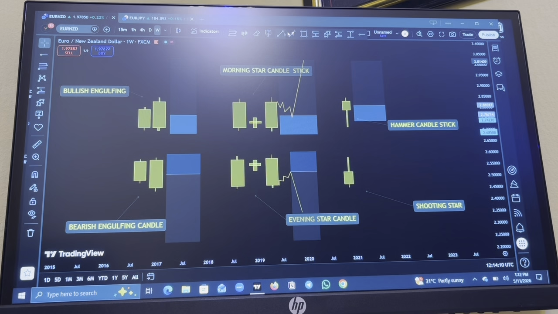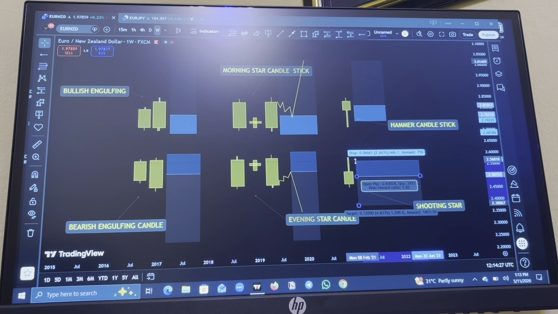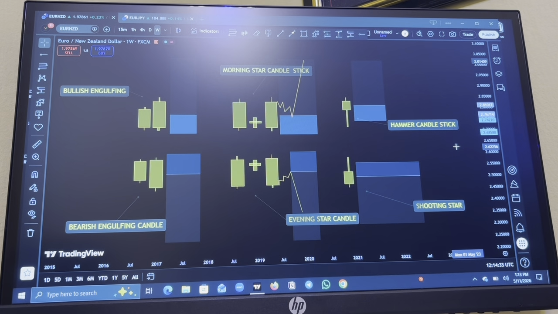For the sell, you come around here, the same thing. 50% should be around here, 50% should be around that region. 50%, your stop loss either here or 50% of the wick, and then you target 3%. That is the only thing you need here for this candlestick.